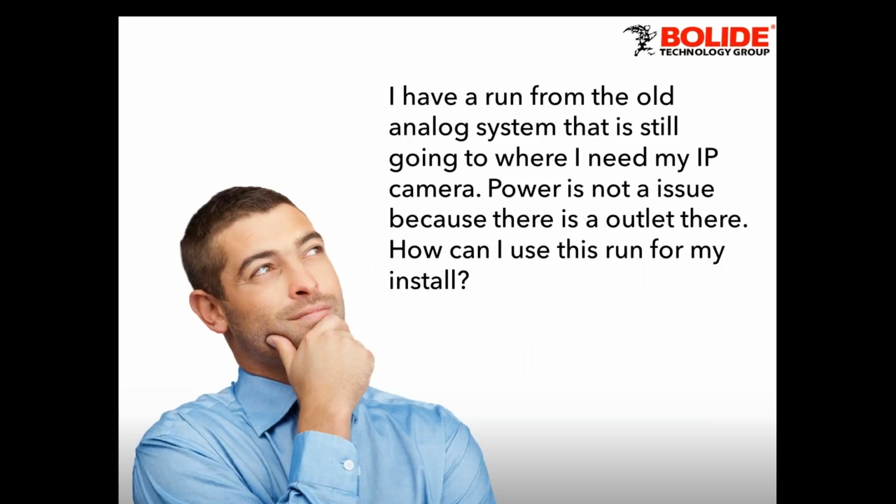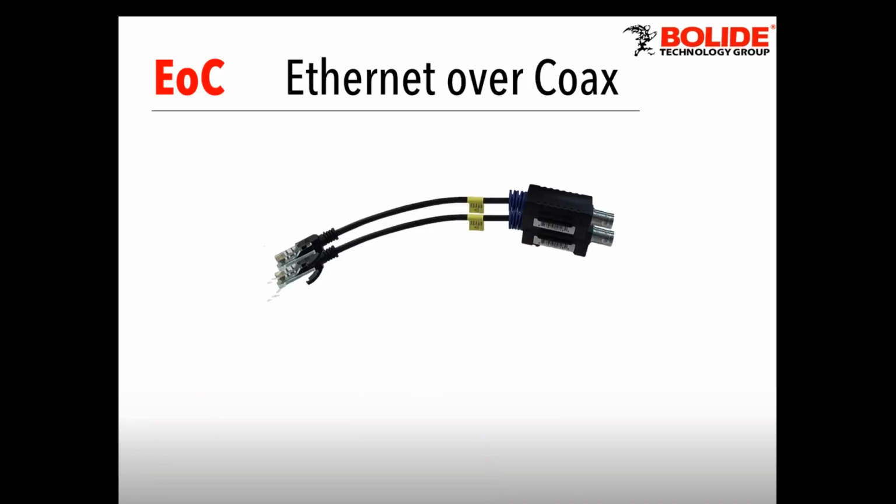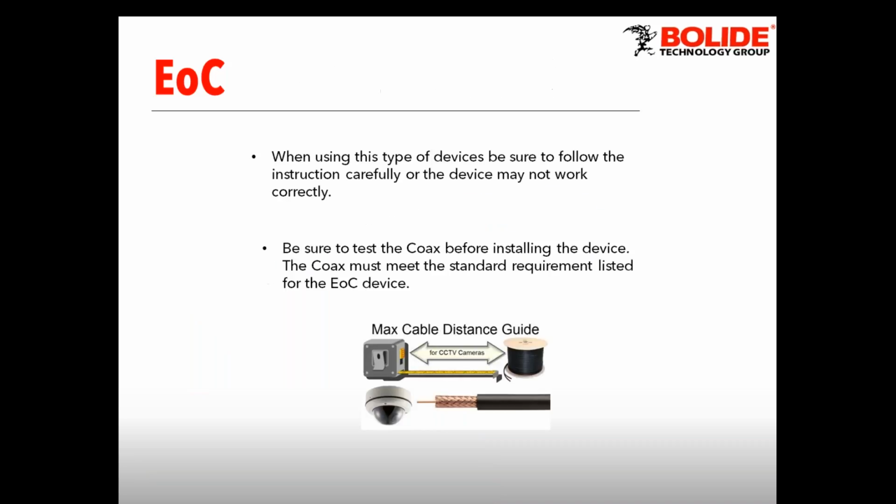Okay, another question. I have a run for an old analog system that's still going, where I need my IP cameras. Power is not an issue. I already ran power to my analog cameras. Can I use that same power to run my IP cameras? Yes, so just like an EPoC, which is Ethernet power over coax, we have Ethernet over coax. So what's the difference? This does not transmit power through its cable, but it does convert the Ethernet to coax.